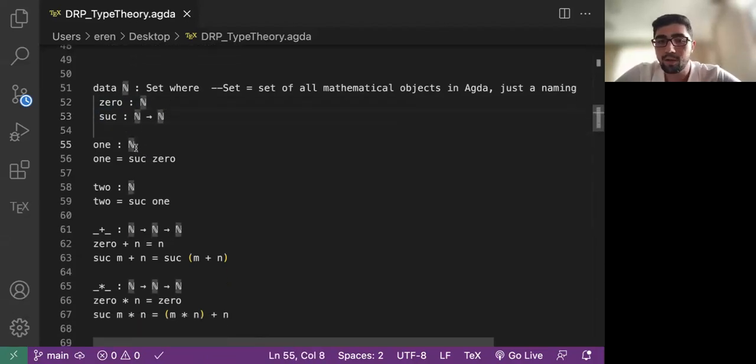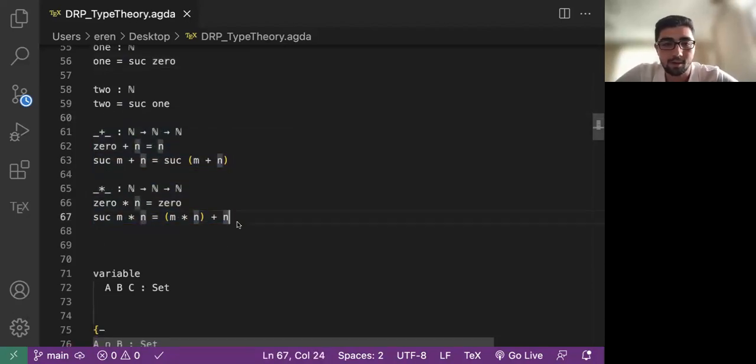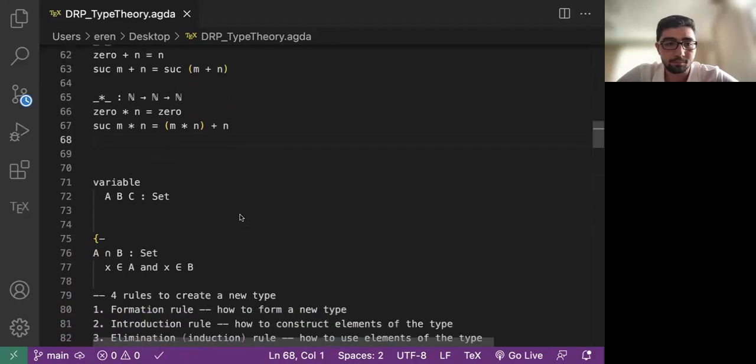If we want to define what 1 is, first we have to say that 1 is a term of type natural numbers, and then define what it is. 1 is defined as the successor of 0, and so on. And the usual arithmetic operations can be defined like that, as Peano did.